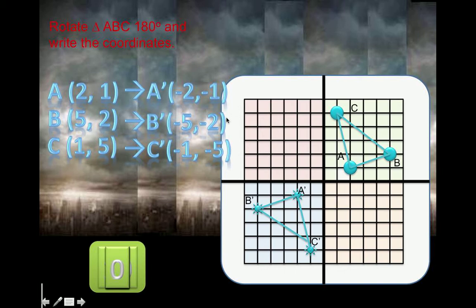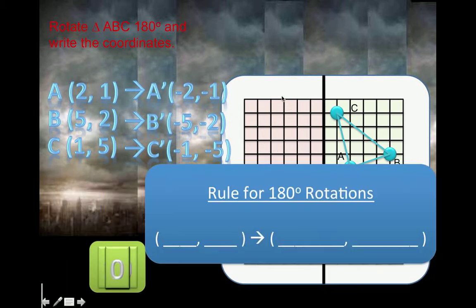Okay, so we're going to be looking at a rule here. So the rule for 180-degree rotations. Again, we're going to start with whatever our values were for x and for y. And now, if you look, this is 2, 1, and it goes to negative 2, negative 1. This is 5, 2, and it goes to negative 5, negative 2. So, to generalize that rule, whatever point you start with is just going to turn into a negative x and a negative y value. And again, if you started with negative numbers, they would turn positive over here. Okay, so the sign just changes for a 180-degree rotation.